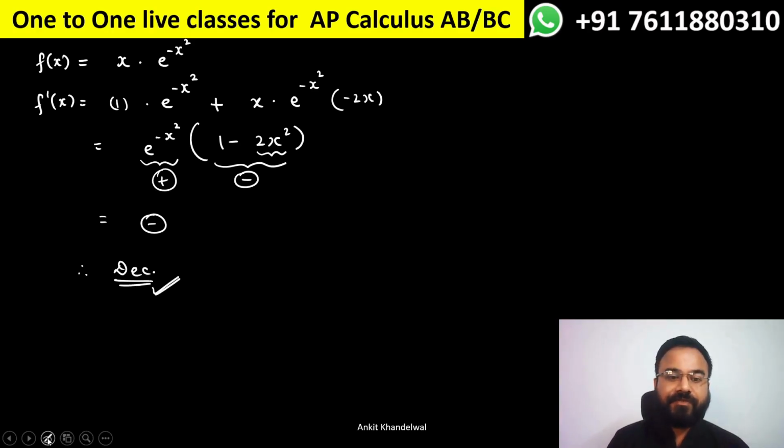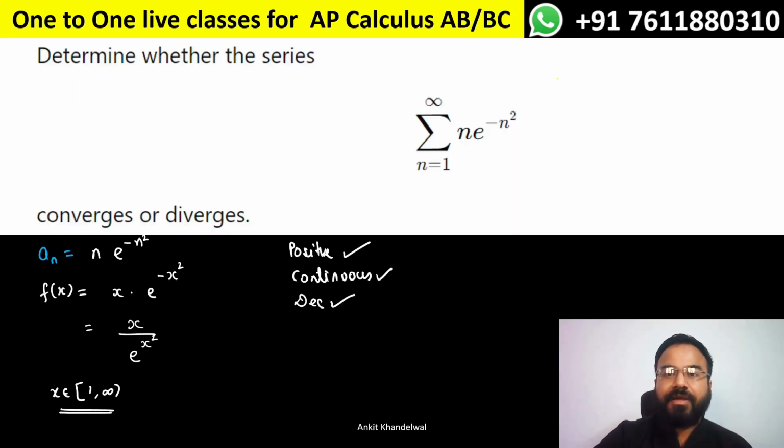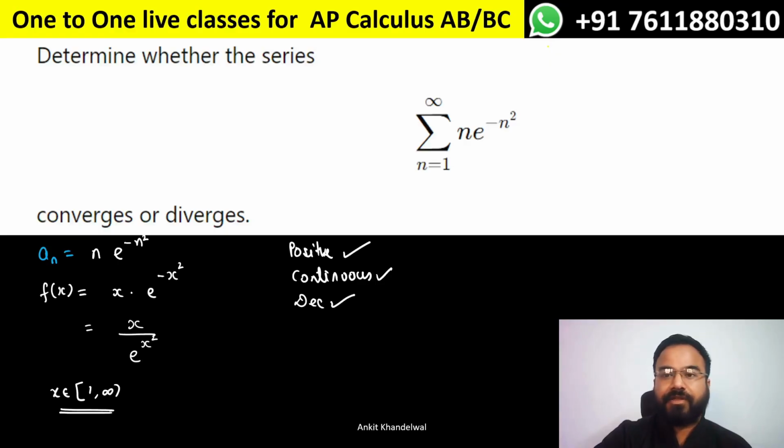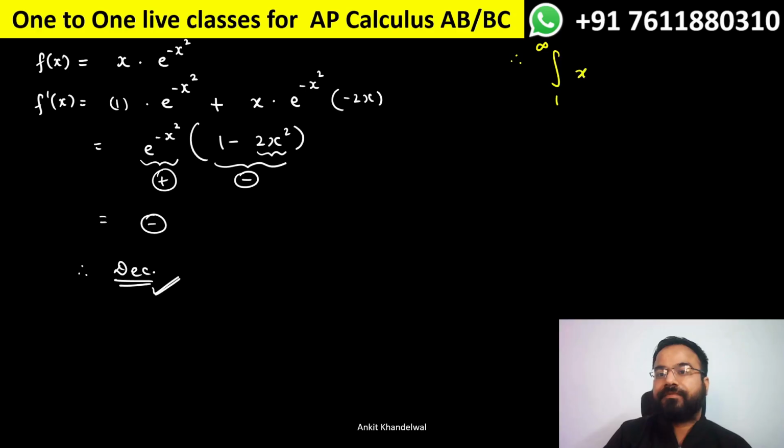So f dash x is negative, therefore 100% we can say it's a decreasing function. Now since it's a decreasing function, we can go with the integral test. Therefore we can say integration from 1 to infinity, and the function we are having is x times e to the power minus x square. Now to integrate this, we can apply the u substitution.